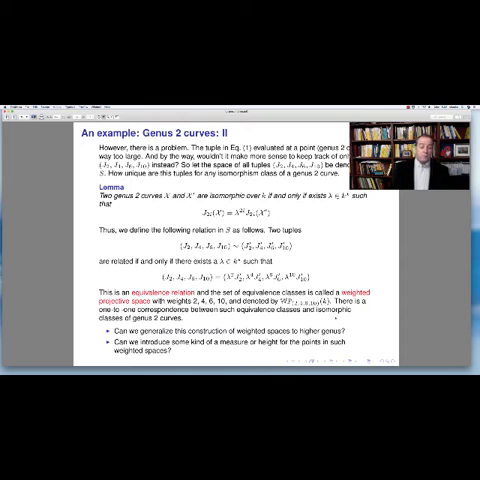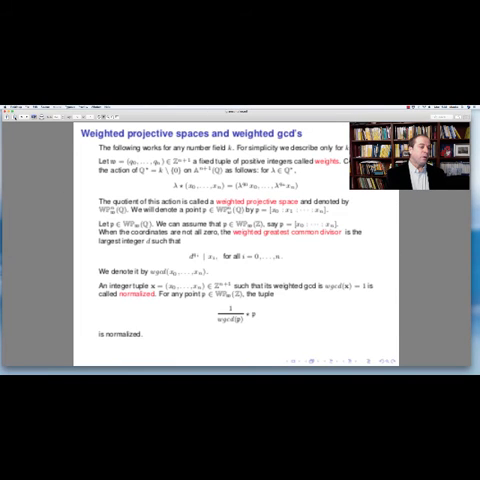So here are the two main questions now. Can we generalize this construction to higher genus? And can we have some way of counting points on these weighted projective spaces? Basically, that's what this paper does.